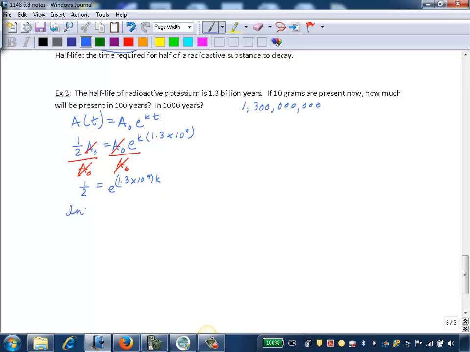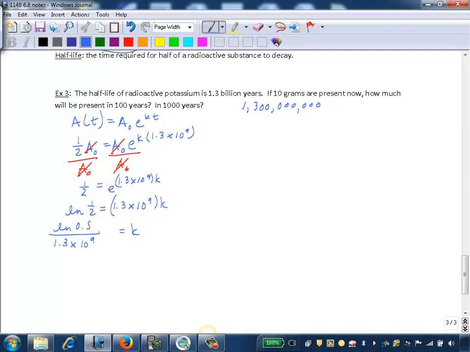So I'll take the natural log of a half, so I'll convert this into logarithmic form, and that's going to equal my 1.3 times 10 to the 9th k. And then to get that k by itself, we'll just divide by that 1.3 times 10 to the 9th. So my k is going to be natural log, and I'll write this fraction as a decimal just to keep this a little neater, natural log of 0.5 over 1.3 times 10 to the 9th.